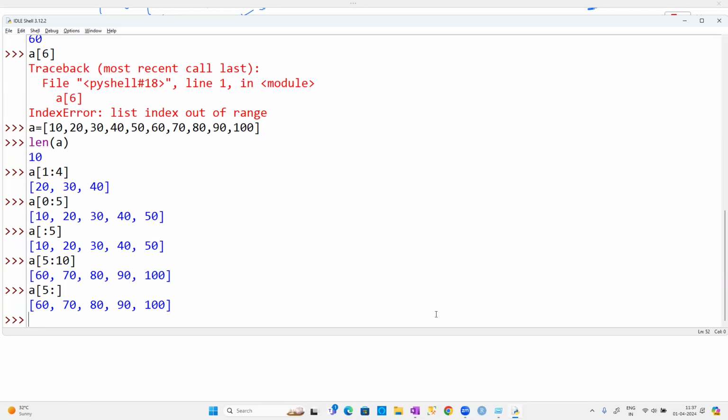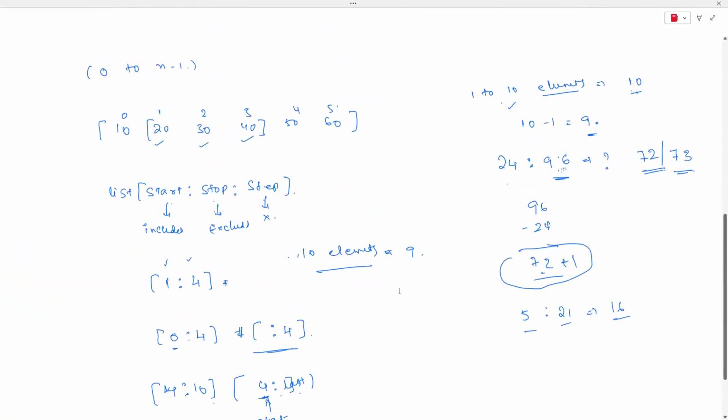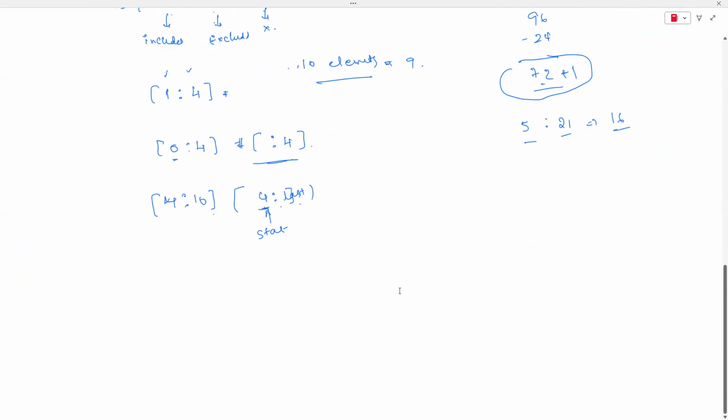Today I'm going to tell you about one simple technique that Python has given, guys. What is that technique? It is how to get the last element. Careful, guys. Generally in any language, how do we get the last element? If I know there are 10 elements, then I know the last element index is going to be 9.